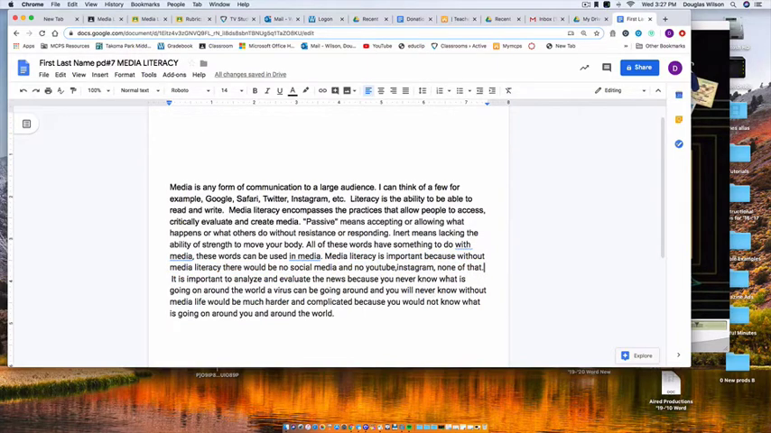Media literacy is important because we need to think critically about all of the media in our lives so we don't get fooled by advertisements, so we don't believe in misinformation, so we don't get manipulated into thinking things that we shouldn't necessarily think. It is important to be able to analyze and evaluate the news because you never know what is going on around the world. A virus can be going around and you will never know. Without media, life would be much harder and complicated because you would not know what is going on around you and around the world.